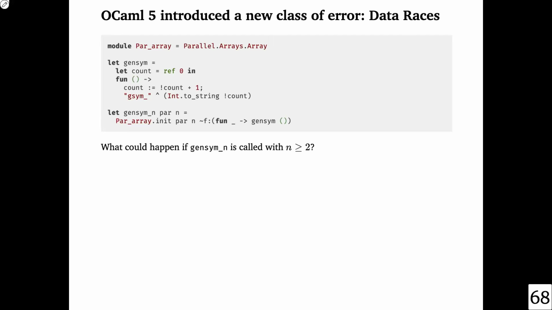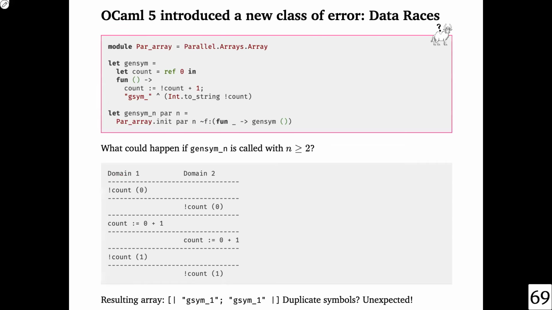Identical symbols, right? Gensim is supposed to give me a unique symbol, but now, right? Here's a little example. We have one domain running on the left. It might read the count variable at 0. Our other domain is running on the right. It also reads count at 0. Okay, now on the left again, we're going to increment it from 0 to 1.